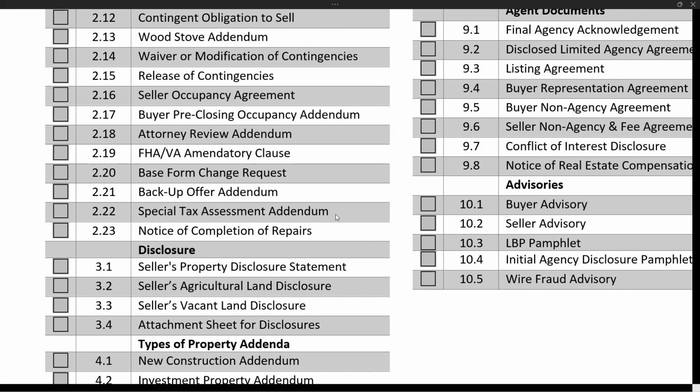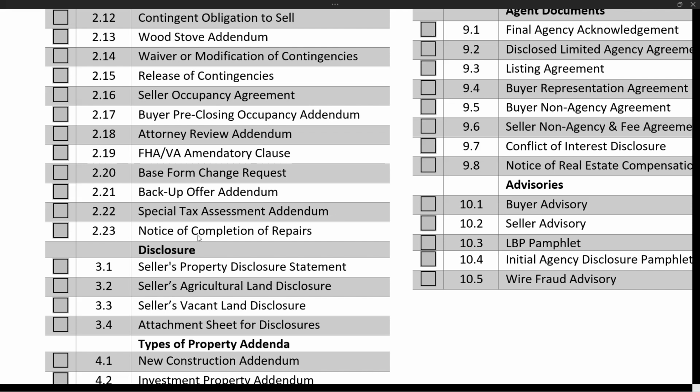2.22 is the special tax assessment addendum. This document is designed around collecting various information and disclosures from the seller about the tax assessment status of the property. So if the property is farm deferred or forest deferred, the special tax assessment addendum allows the seller to indicate that deferral status, that special tax status, and provide additional information.